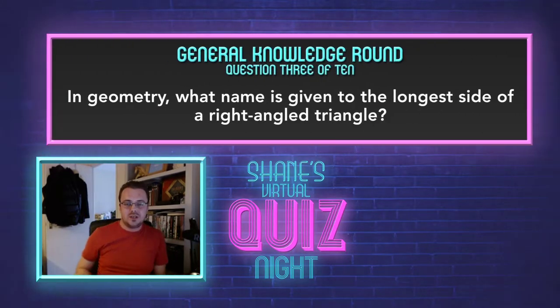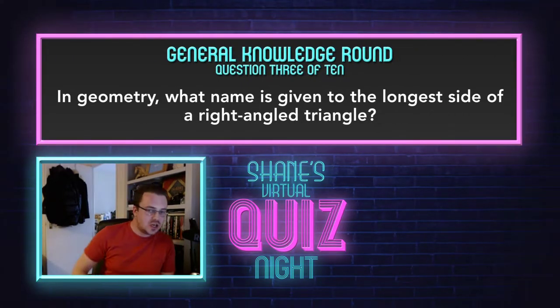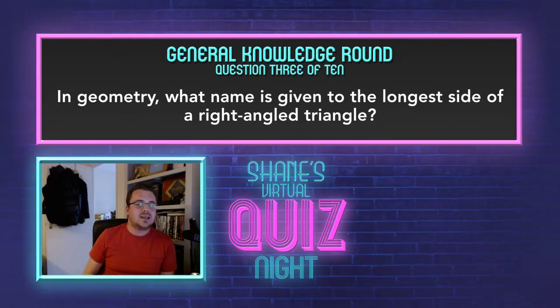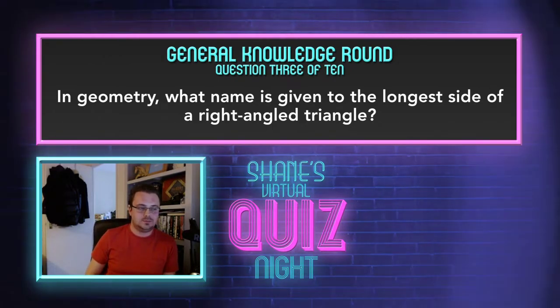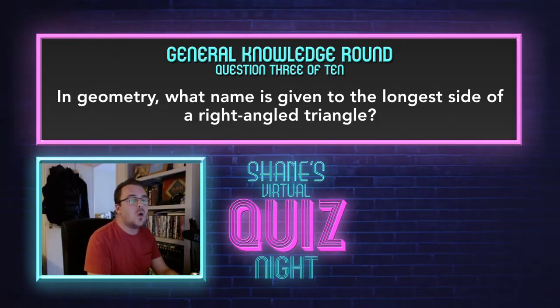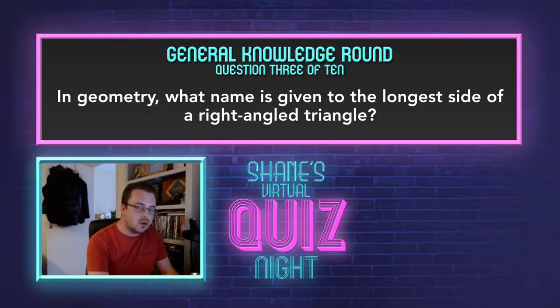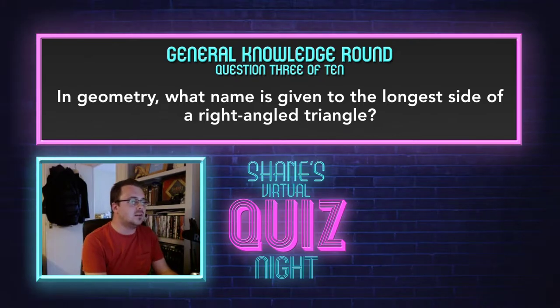Your third question. In geometry, what name is given to the longest side of a right-angled triangle? So your third question is, what name is given to the longest side of a right-angled triangle?